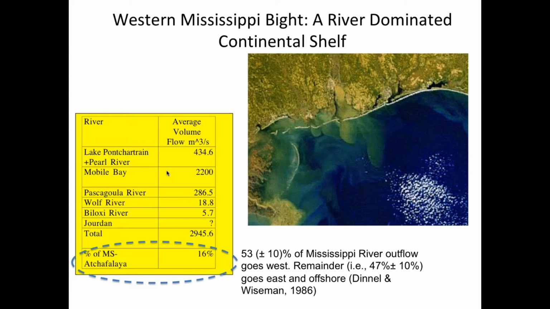And then not all the Mississippi River water goes west. For example, Donnell and Weissman found that 53% of the Mississippi River water goes west and the remainder goes east and offshore, but they didn't really quantify how much might go to the northeast or not.